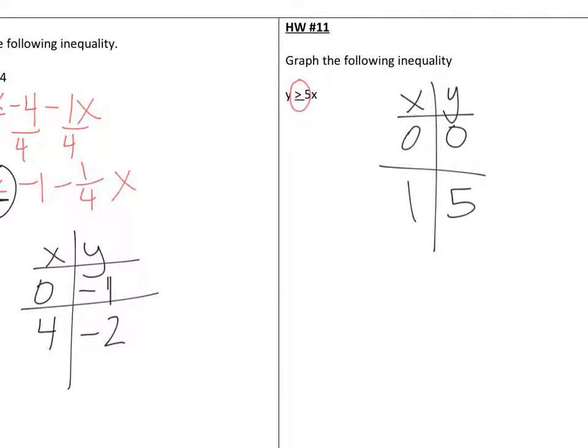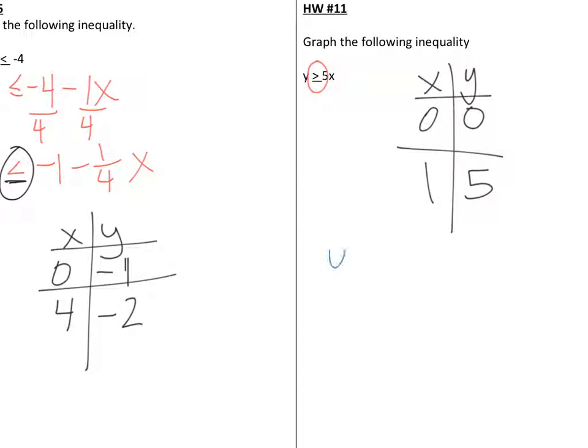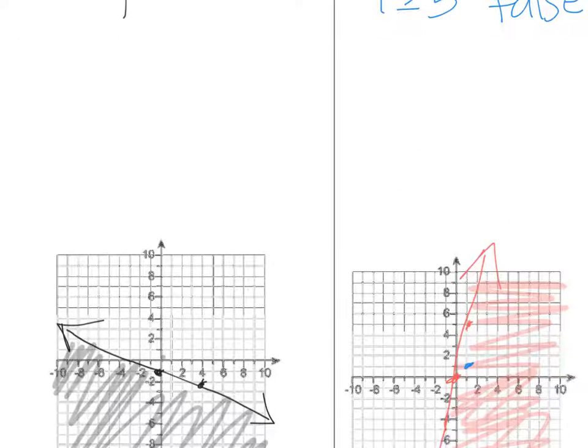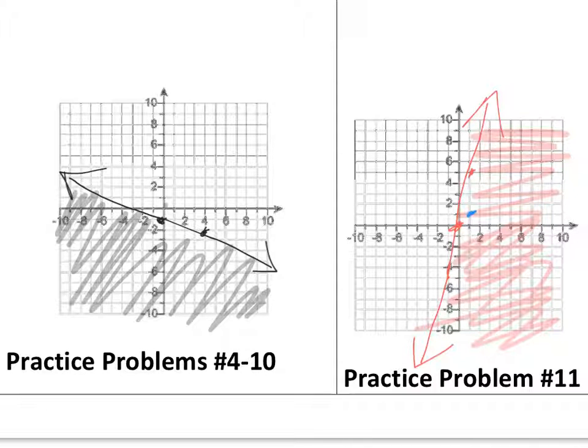So if we do y is greater than or equal to 5x, 1 greater than or equal to 5 times 1, y is greater than or equal to 5, that's false. So that actually means that I shaded the wrong side of the line because 1 is not greater than 5. So we should erase that side, and then we should shade the other side of the line.